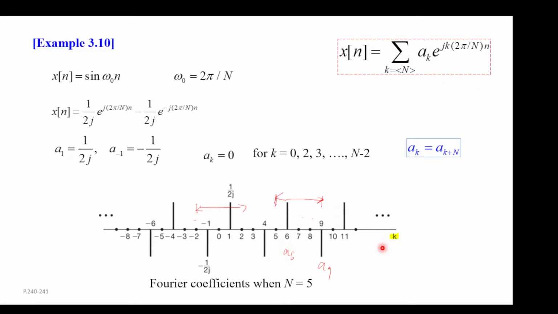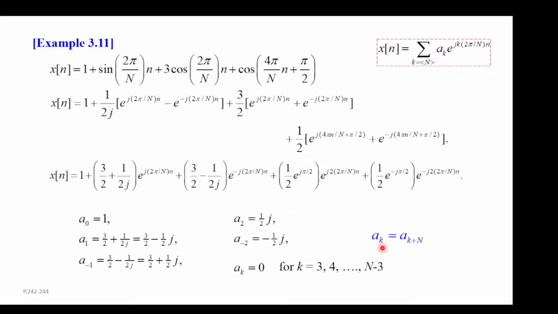So that's the periodicity of ak, and we can have a more complicated example. We still have sine and cosine, and this is still really similar to the continuous case. So we have x of n equal to 1 plus sine omega n plus 3 cosine omega n. Oh, sorry, we have a different omega. So we have sine 2 pi over N and cosine 2 pi over N, and then we have this cosine 4 pi over big N plus pi over 2. And this is period big N, and we have a higher frequency component here.